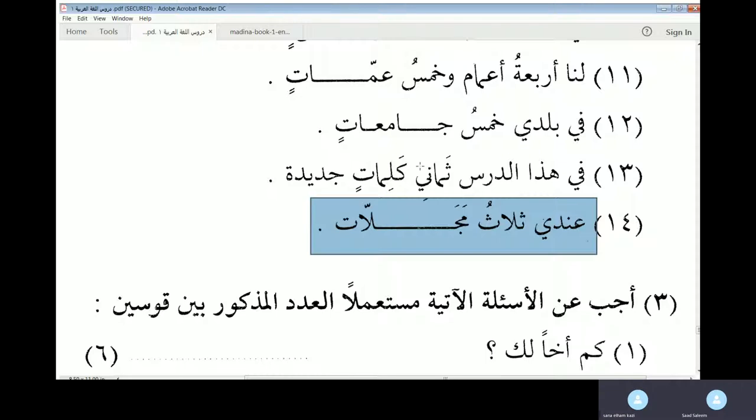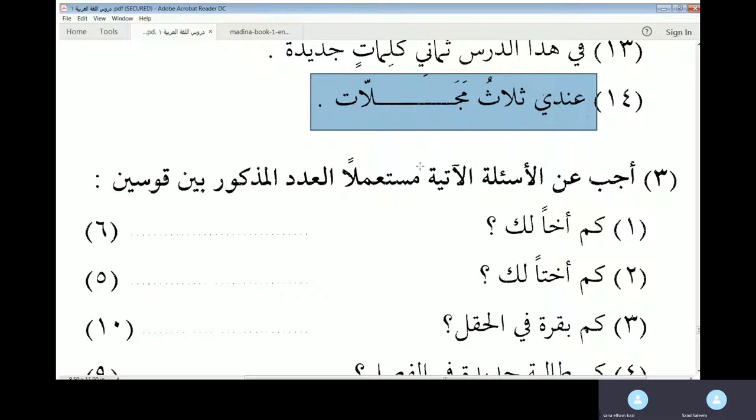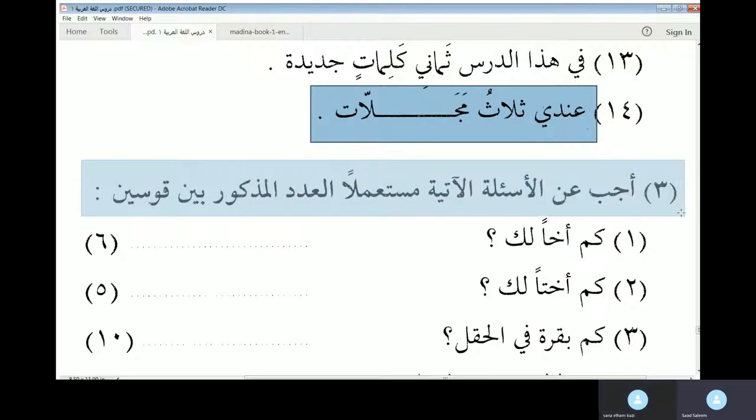أجب عن الأسئلة الآتية. I think we missed one last. Yes. عندي ثلاث مجلات. I have three majallat. Magazines, journals, okay.